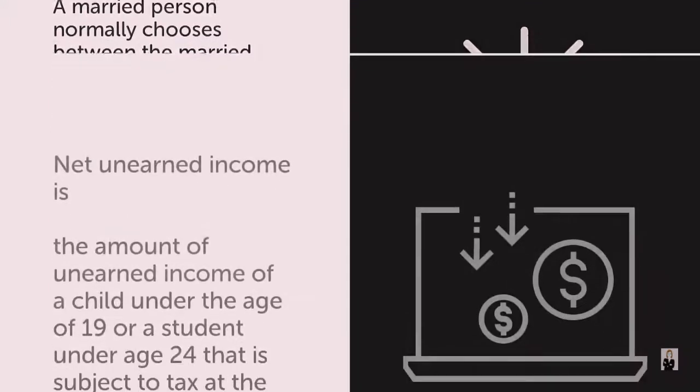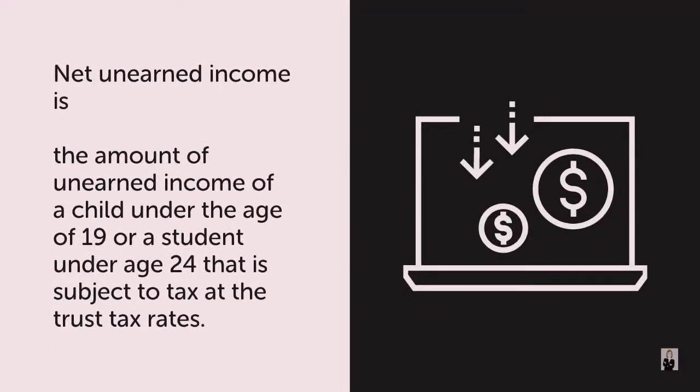To calculate net unearned income, we take the amount of unearned income of a child under the age of 19, or if they are a student under the age of 24, that is subject to tax at the trust tax rates.